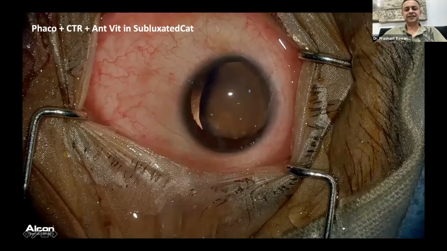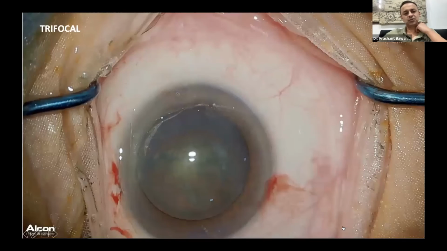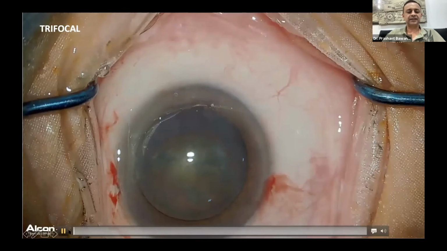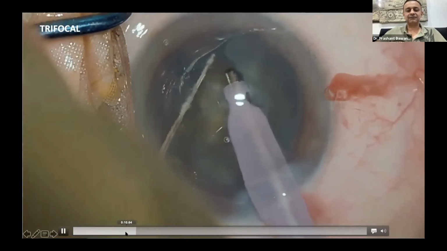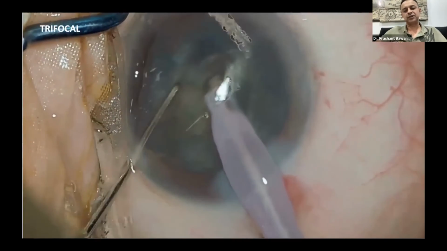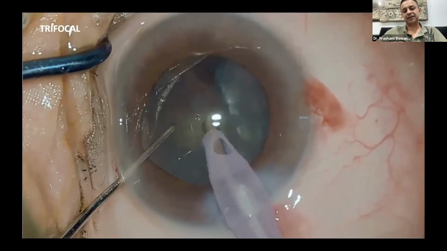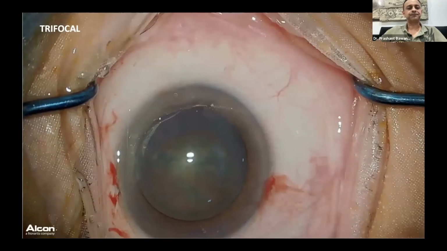Well, this is another case of a subluxation where I would just run through it. Even the premium cases like trifocals and all, we do routinely under this particular system. So even such complicated, demanding cases, we use this system as a routine procedure instead of a microscope in one of our theaters.